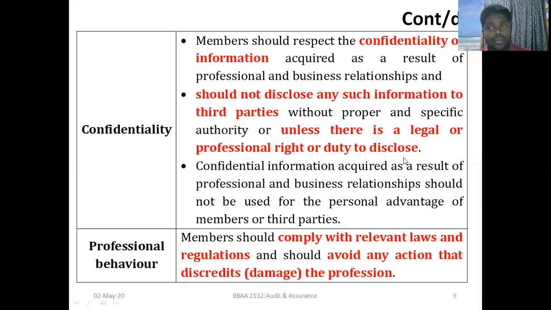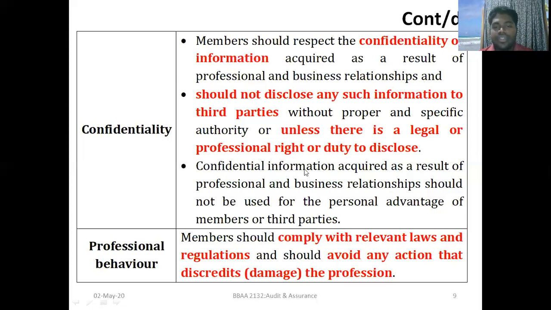Sometimes some situations are there. You have to be very careful. Sometimes the examiner may ask questions. As per the principle of confidentiality, can the members always not disclose the information? Is it true or false? The answer is false, not always. Some exceptional cases are here. Yes, generally they can't communicate information to third parties, but without proper and specific authority, unless there is a legal or professional right or duty to disclose, at that time the auditor member can disclose, because there is a legal or professional right or duty to disclose information.